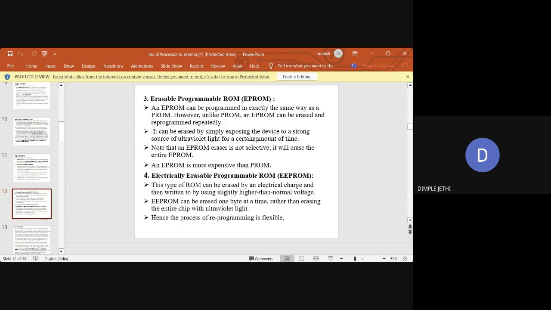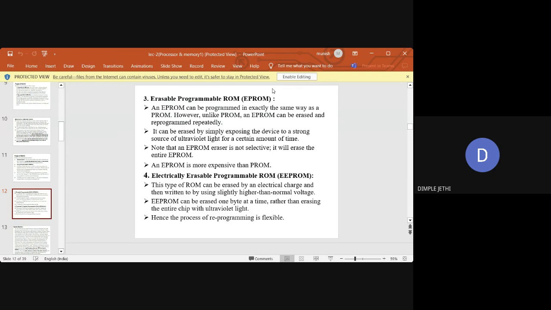So this is more expensive than PROM. So next, the fourth category is EEPROM, that is electrically erasable. So now what is better in this EEPROM? You can be selective. Okay, so you can change it as many times as you want, and then you can be selective also. Selective means you can erase a part of it and change it. Unlike EPROM, you don't have to erase the entire PROM. You can just erase a byte at a time rather than erasing the entire chip.